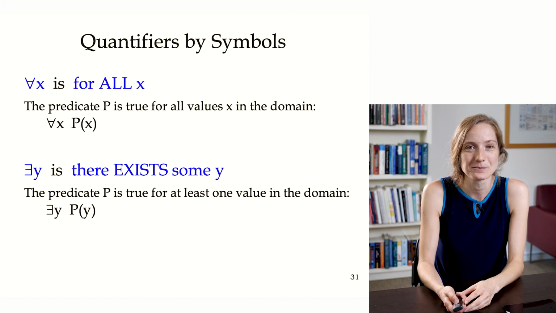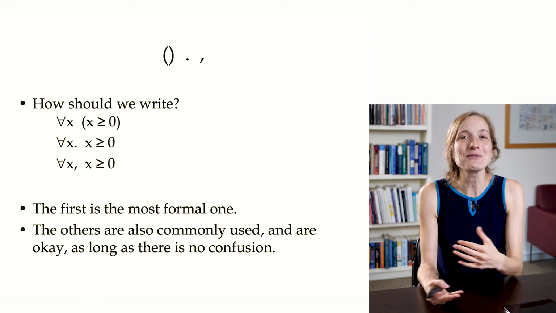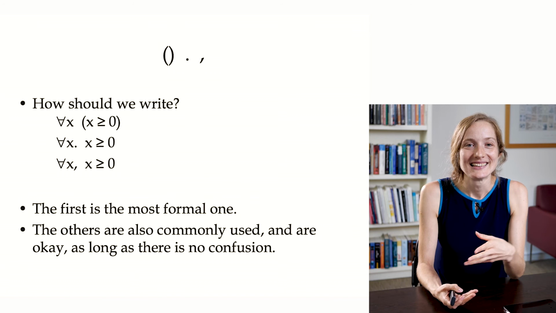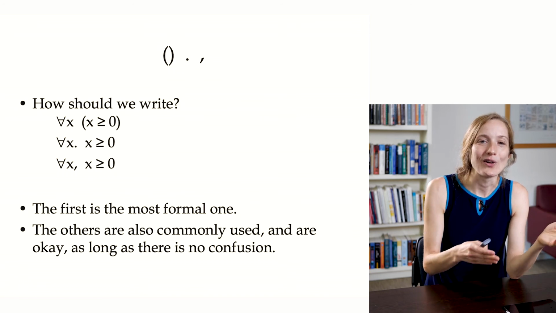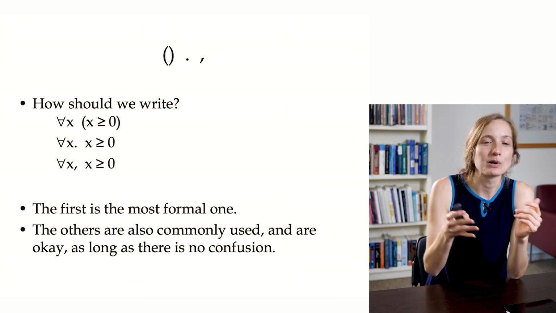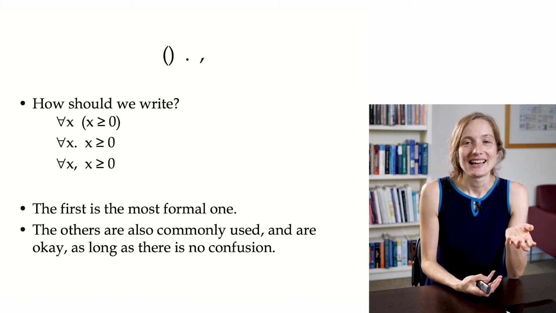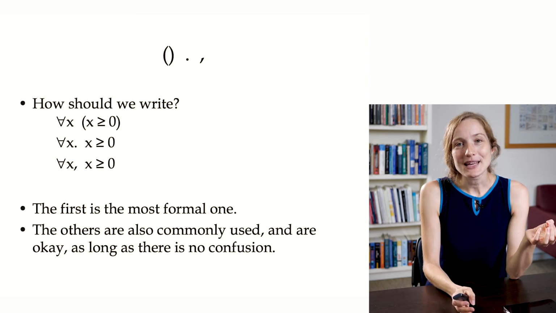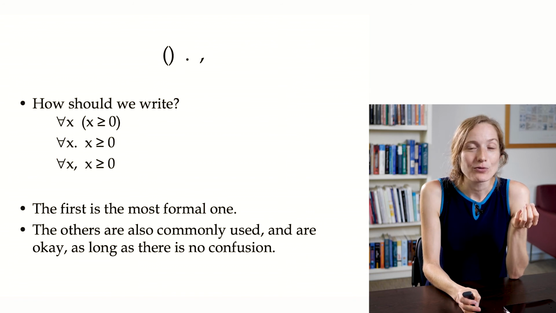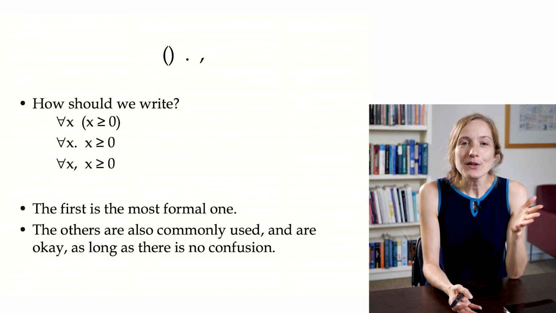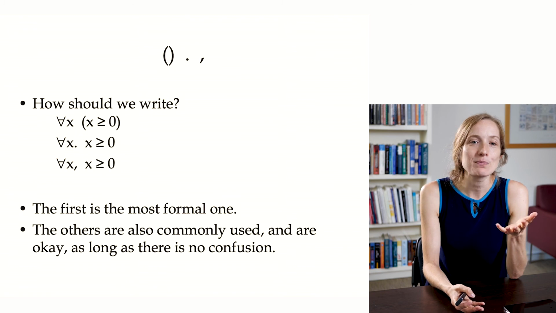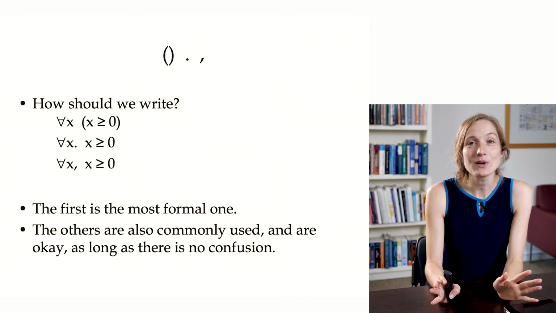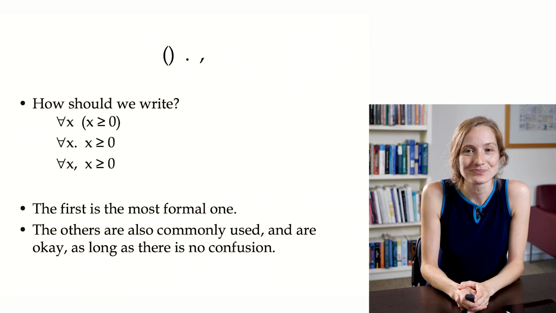Notationally, there's a few different ways that you can write this. For example, you can do for all x and then with parentheses, or put a period or a comma. All of these are legally okay. I typically try to keep with the first one. It's slightly more formal than the others. But the other ones, you will definitely see them all over the place. They're commonly used, and it's okay as long as there's no confusion.